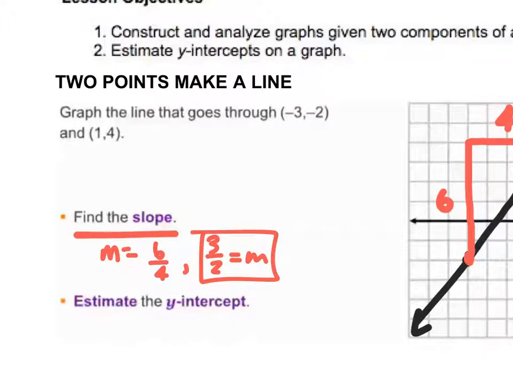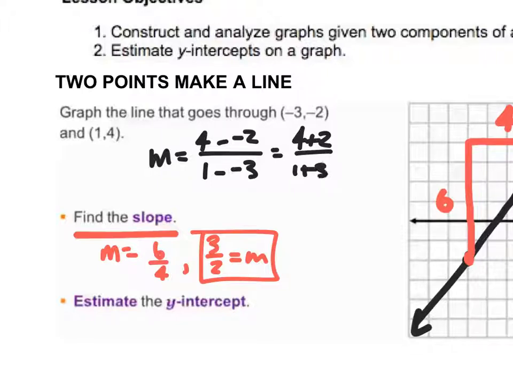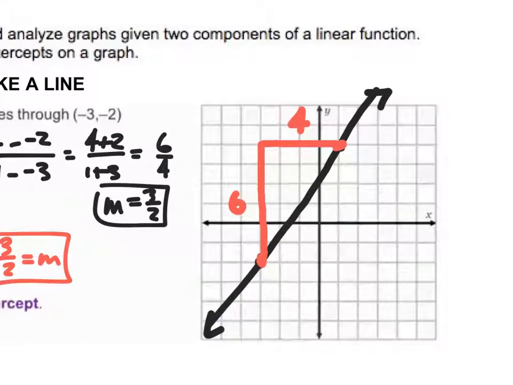Now the other thing that we can do is use our formula and do 4 minus -2 over 1 minus -3. What that's going to give us is 4 plus 2 over 1 plus 3, which gives us 6/4, which gives us 3 halves. So now we want to estimate the y-intercept.